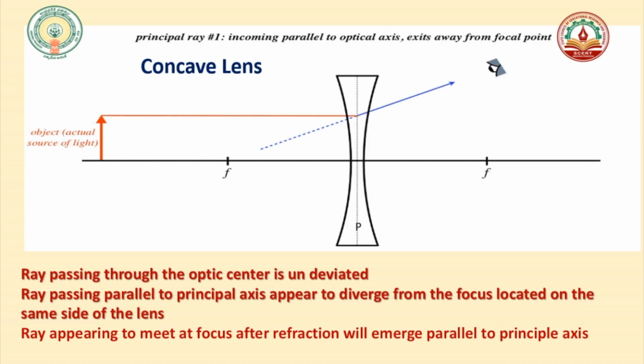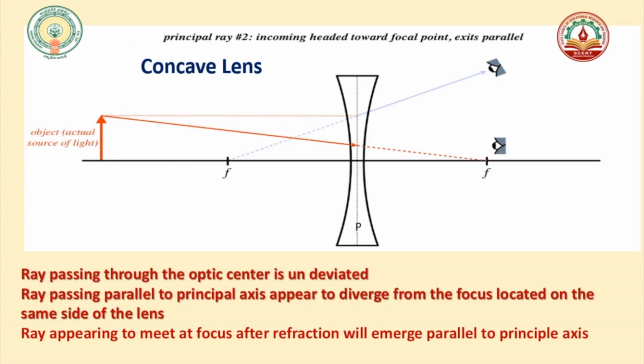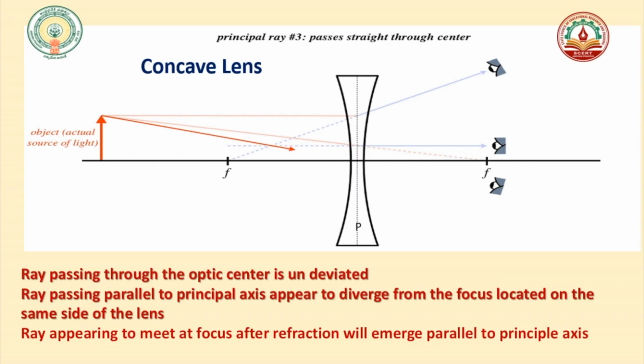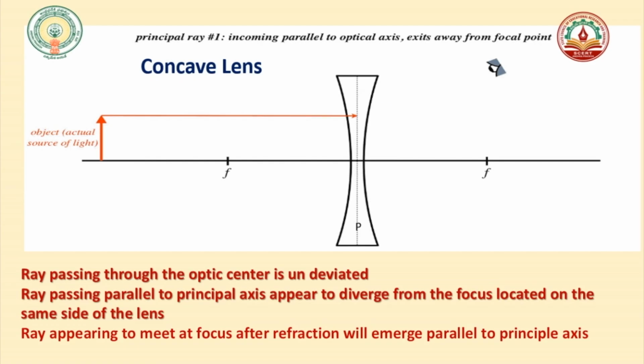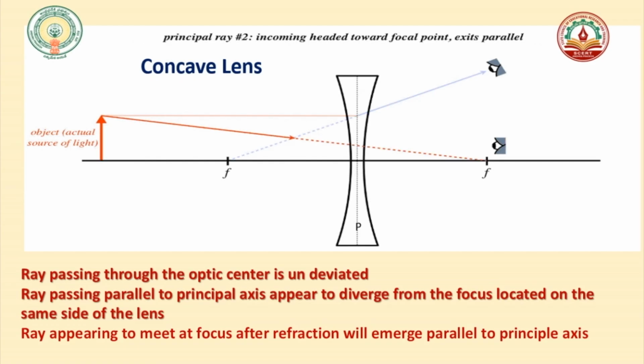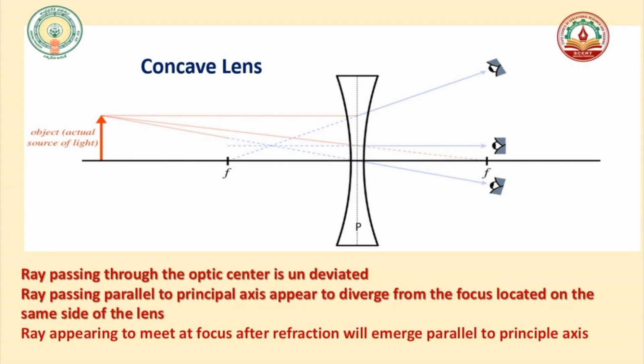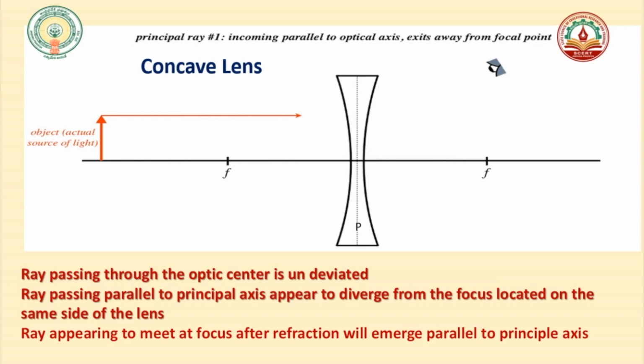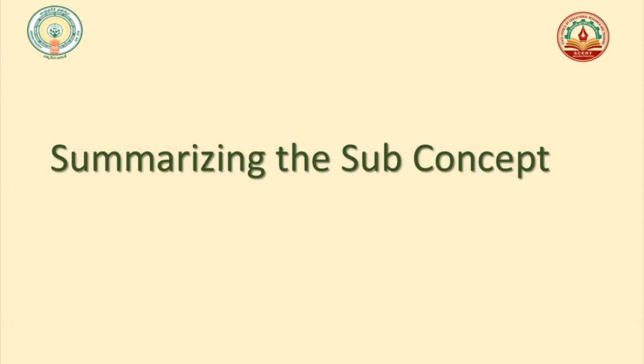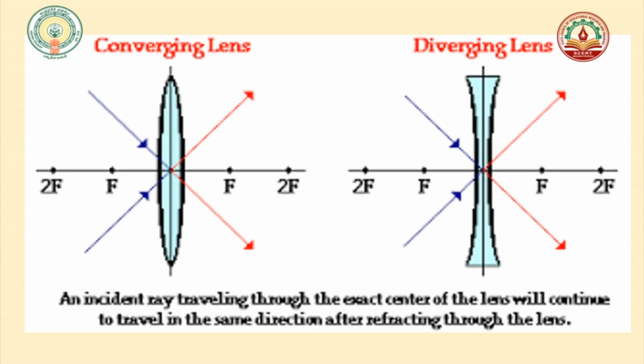After that, I am just summarizing. Here you can see the ray parallel to the principal axis appears to diverge from the focus located on the same side of the lens, the ray through the pole is undeviated, and the ray appearing to meet at the focus after refraction will emerge parallel to the principal axis. Now I am going to summarize the concept of what I taught here.